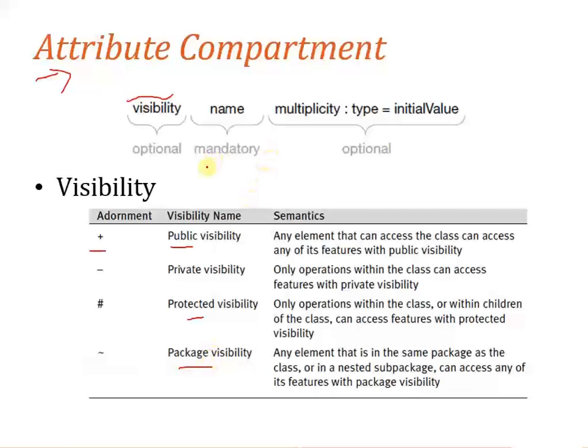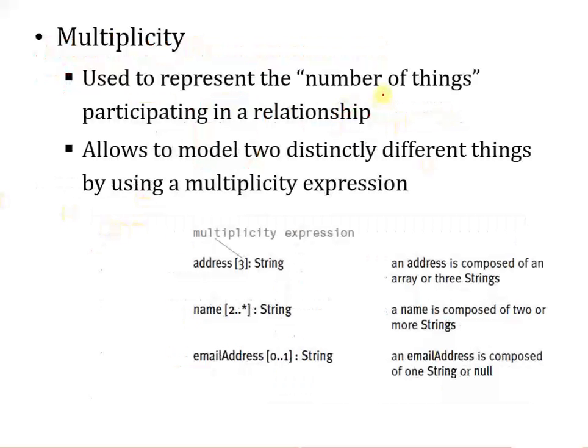And this will be followed by the name of the attribute, which is mandatory. And then these are optional parameters where we can go with multiplicity. What the meaning of multiplicity is, we can discuss later, and this will be followed by data type and then initial value. Multiplicity is used to represent the number of things which are participating in a relationship.